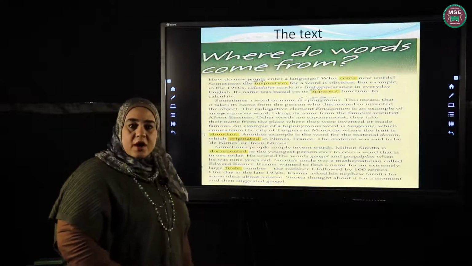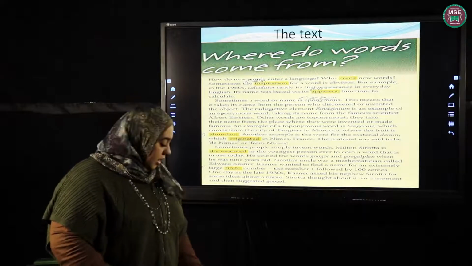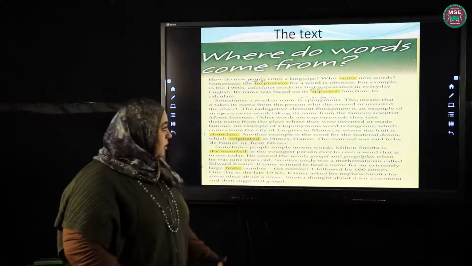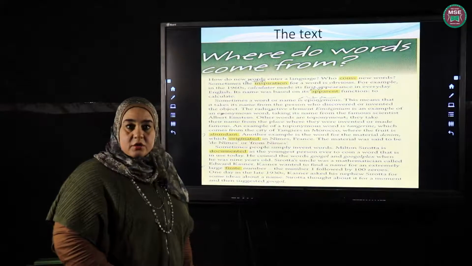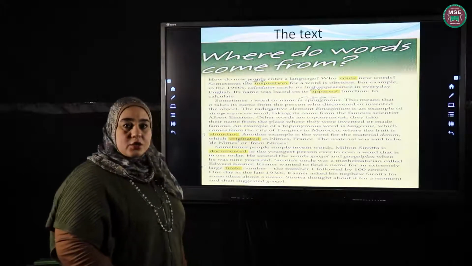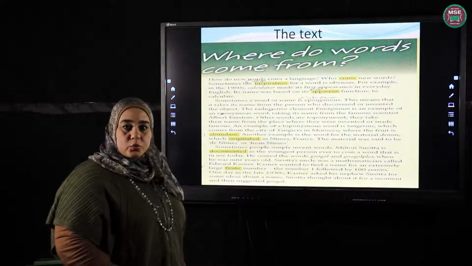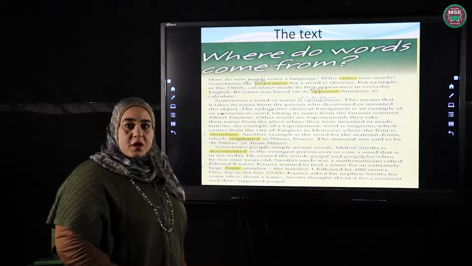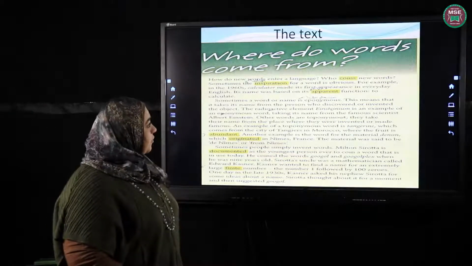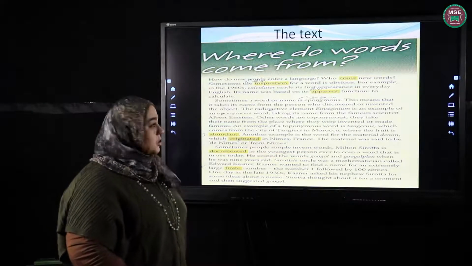This is the text you have in your book, and keep your books in front of you to make the text clearer in front of you. As usual, we have highlighted words. You have to study them by heart. We are going to look at the first word, which is highlighted.